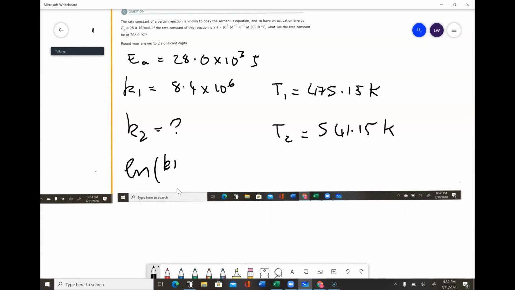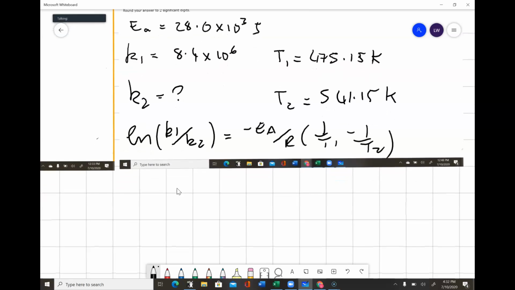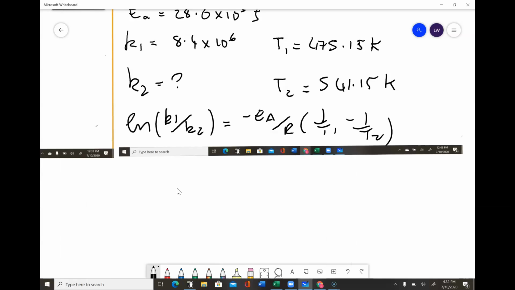Okay, so now I'm ready to roll with my 2-point form of the Arrhenius equation, which goes like this. Log K1 on K2 equals minus EA on R times 1 on T1 minus 1 on T2. And we want to solve for K2, right? So what I'm thinking is the easiest thing to do here is to use the solver.